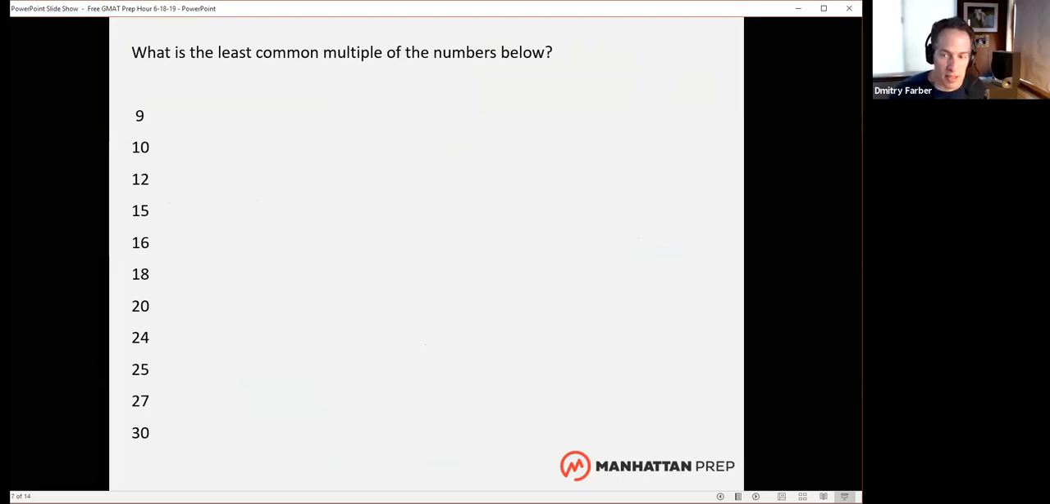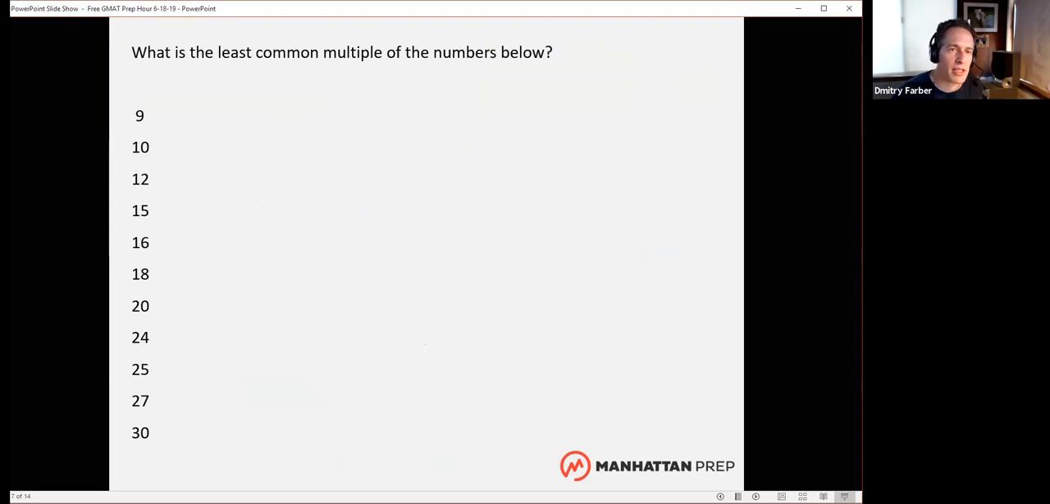Obviously, you don't want to multiply these all together. That would be a multiple, but it wouldn't be the least common multiple. What can I do? Well, the beautiful thing is I can prime factor them. And I might even notice that some of them are unnecessary.